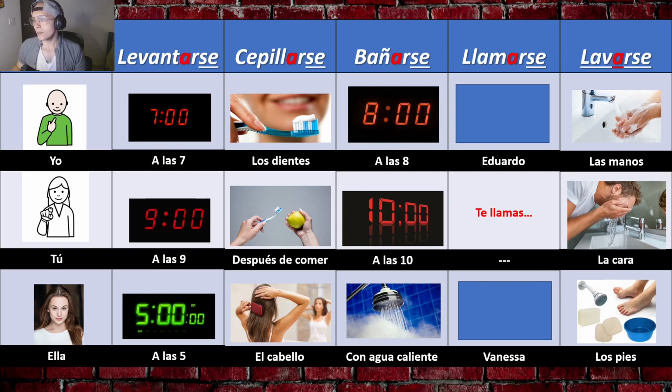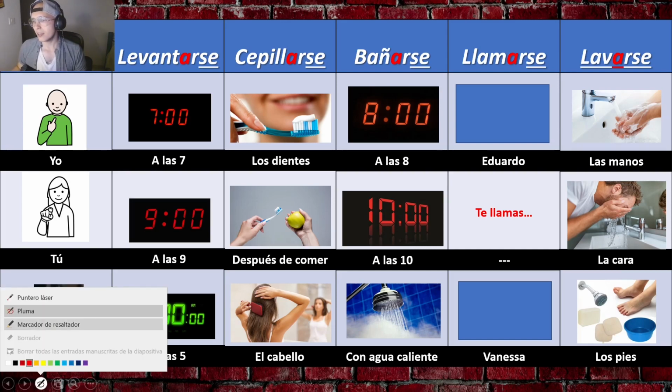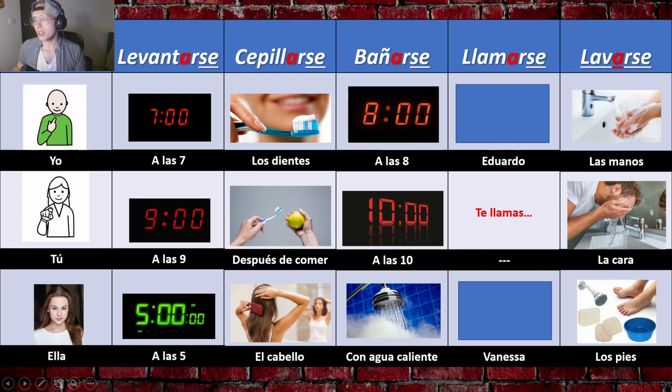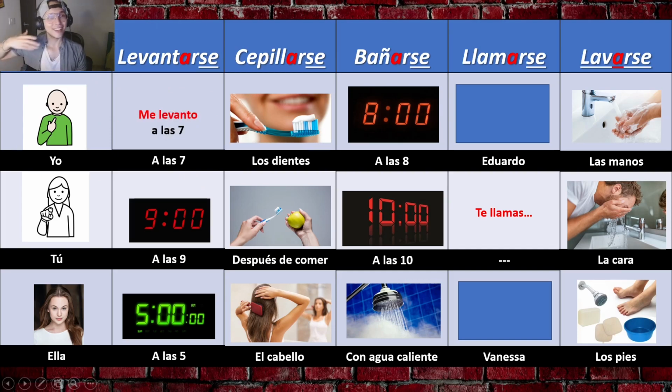So let's begin with yo. And let's say yo and levantarse. Let's say I get up at 7. And we say yo me levanto a las 7 de la mañana. One more time. Yo me levanto a las 7. Again, I get up at 7.